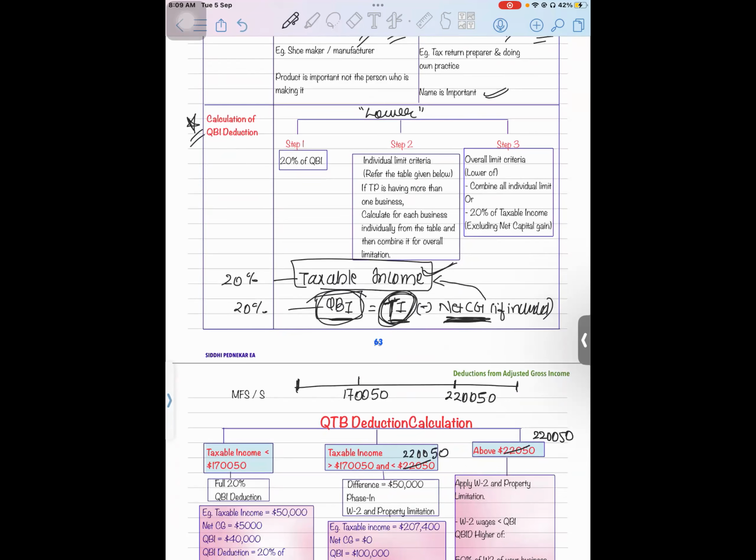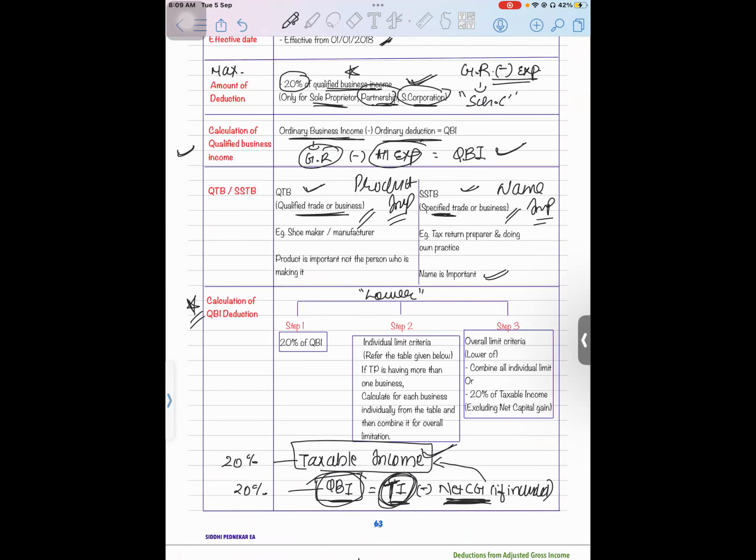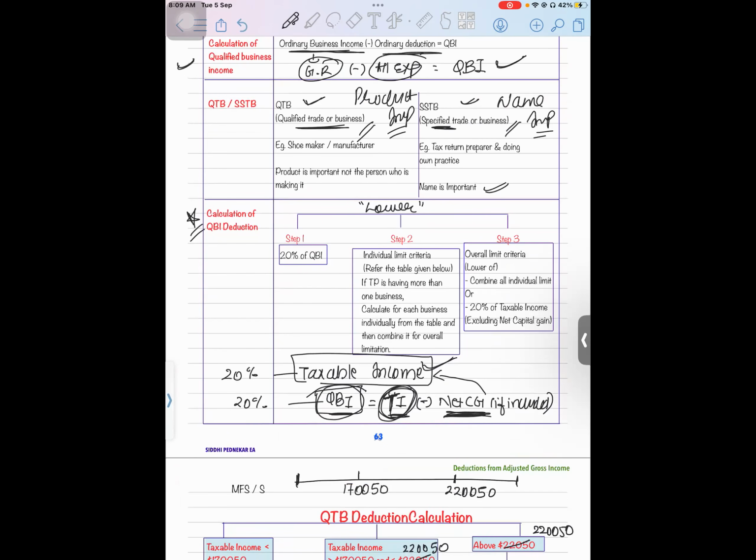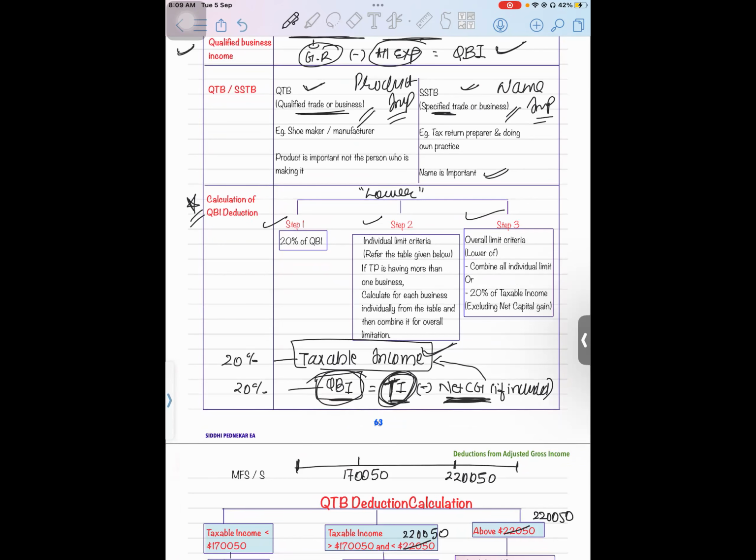All right. So calculation of QBI, how we are going to calculate. See, we know that it is 20%. The maximum amount of deduction is 20% of QBI, right? But how to calculate it? It is divided into 3 steps. Out of these 3 steps, whichever is the lowest will be your eligible qualified business income deduction. It comes after deducting the standard deduction; there is one more deduction mentioned, that is the 199A deduction. That is nothing but your qualified business income deduction.